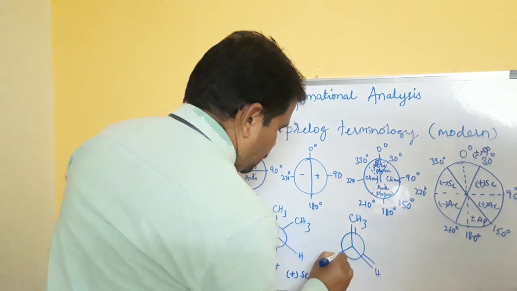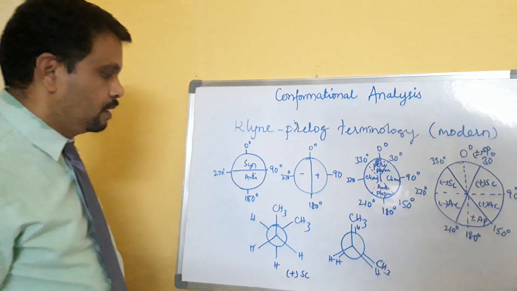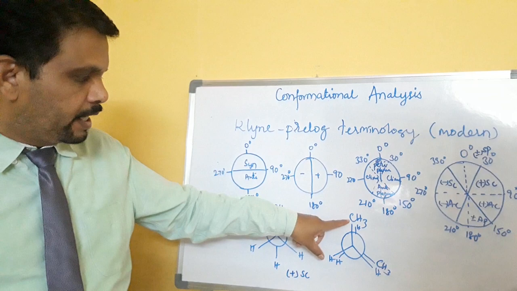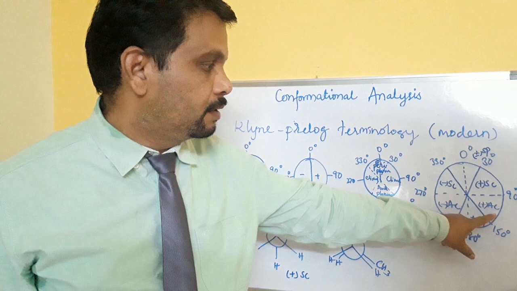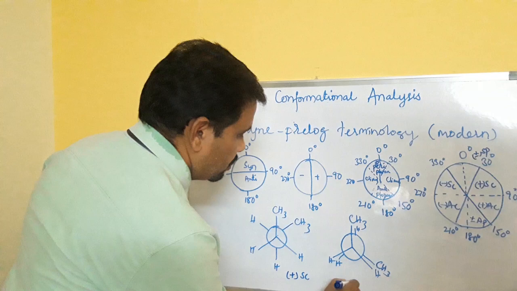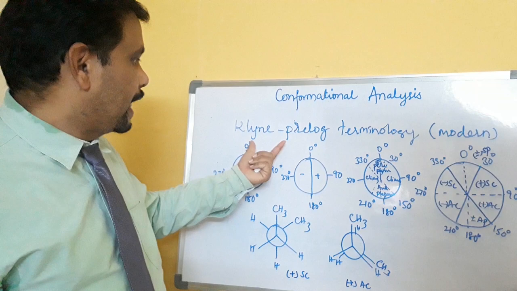Hydrogen and hydrogen, CH3, H and H. Okay. So here the dihedral angle between this CH3 and this CH3 is how much? 120 degrees. 120 degrees means it comes here. So this conformer can also be indicated as plus AC, anticlinal. Okay. So that's how you need to give Klyne Prelog terminology.